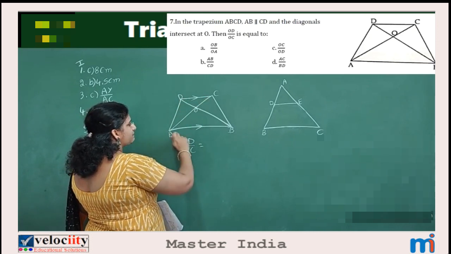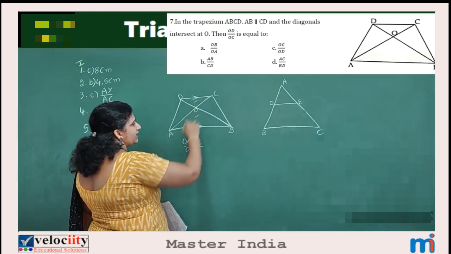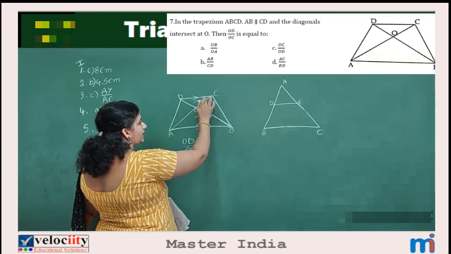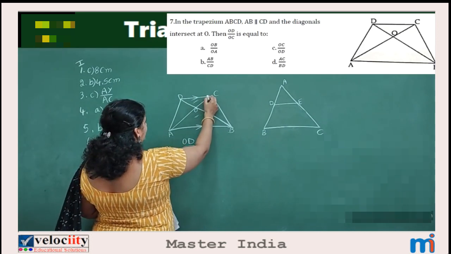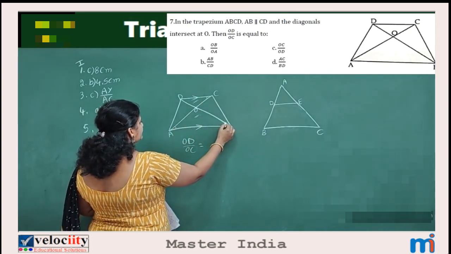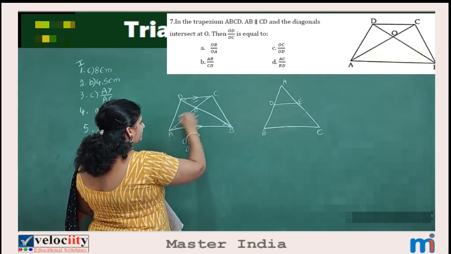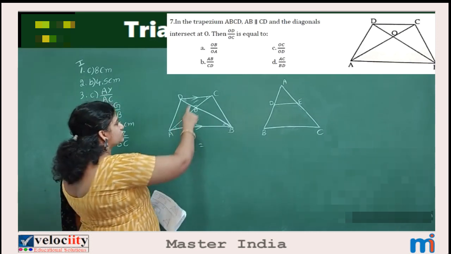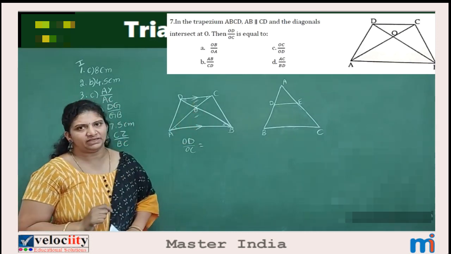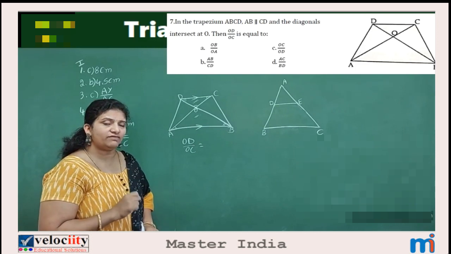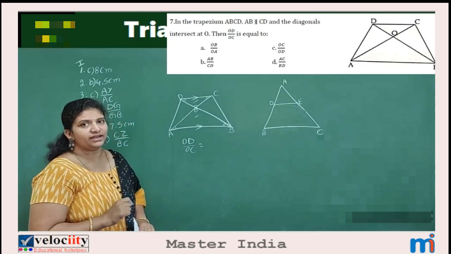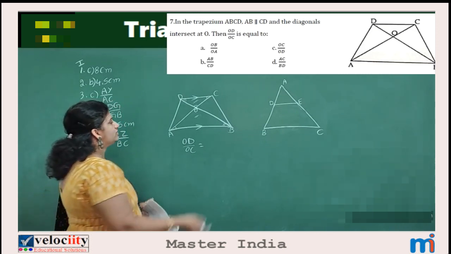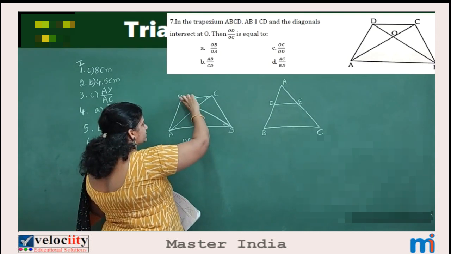We know DC is parallel to AB. These two triangles, first you consider these two triangles. If these two lines are parallel, their alternate interior angles are equal. That means this angle equals this angle and this angle is alternate to this angle. This is vertically opposite angle. So therefore what I can say, these two triangles are similar. If they are similar, we can equate their ratios in proportion. So let us equate the ratios.